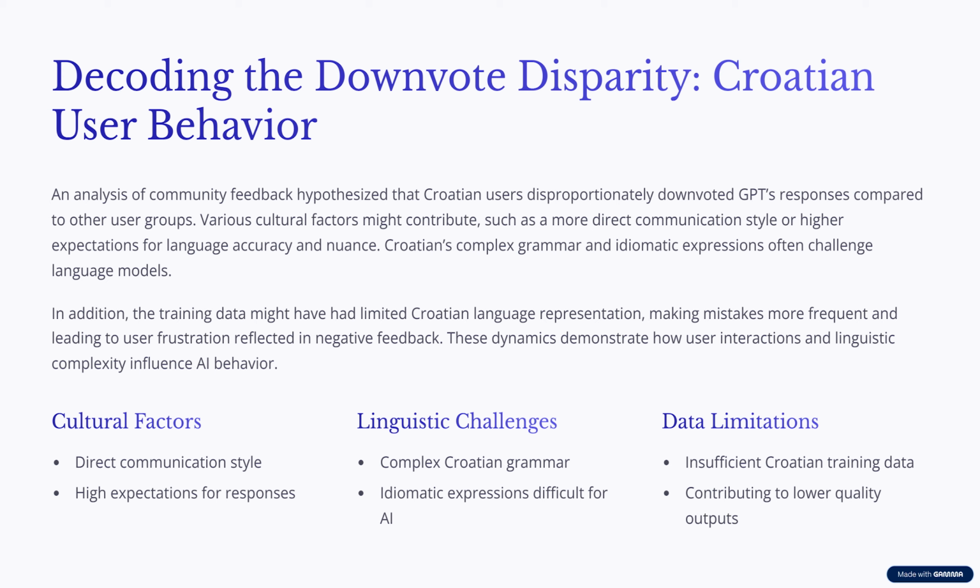Possibly. And Croatian itself is, linguistically speaking, pretty complex. You've got tricky grammar, lots of idioms, things that are genuinely hard for current language models. Right, harder to get right than maybe some other languages. Definitely. And that could lead to more AI errors. Plus, there's the chance that the original training data just didn't have a huge amount of Croatian text to begin with. So a smaller data set means it's less capable, makes more mistakes. And users get frustrated, more likely to hit that downvote button.